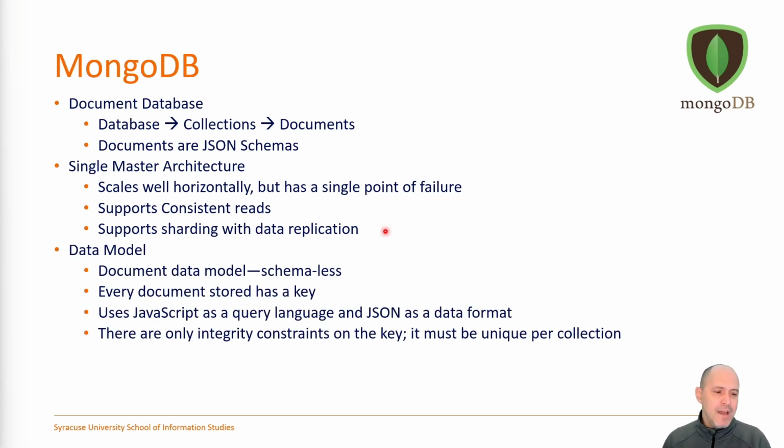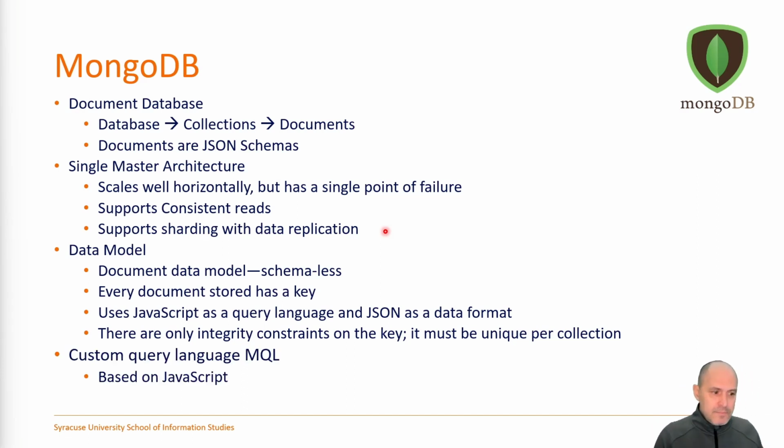And the data model is pretty simple. You have database, collection, and document, and you can write to any database, even ones that don't exist. You can write to any collection, even ones that don't exist. You're writing a document and you're saying, here's the database, here's the collection, and it doesn't matter. If it's there, great. If it's not, it'll just make it. MongoDB is pretty flexible like that. And it has a custom query language called MQL. It is not like SQL. It is actually based on JavaScript.